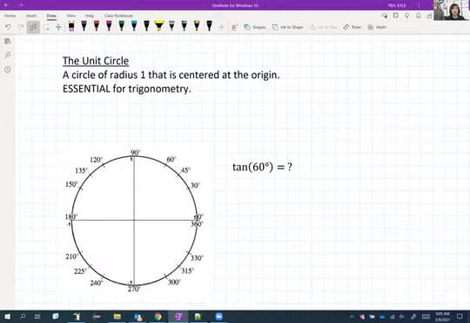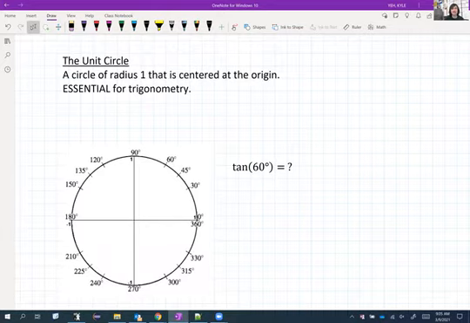It's essential that you know it. And we're going to memorize every aspect of it. More on that later. This is just our introduction day. But what is the unit circle? Assuming you've stretched out and you're ready to go, the unit circle is a circle that has radius 1 and is centered at the origin.